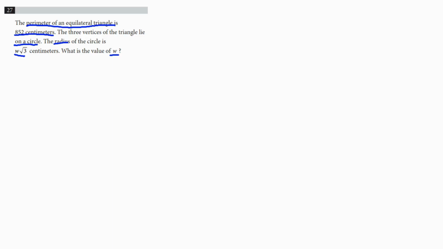So basically what's going on here is we have this circle. I'm going to draw it with the center. And we have an equilateral triangle that lies on the edge of the circle. So it looks something like this. The perimeter is 852. We need to divide that by 3, so I'm going to put that in my calculator. That means each side is going to be 284. So let me write that in.